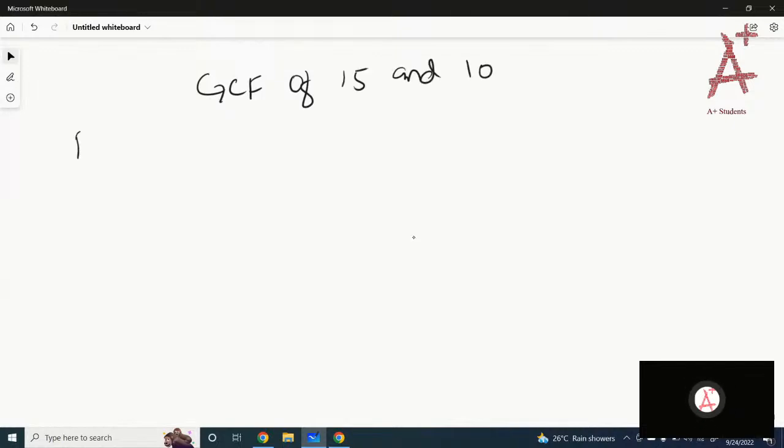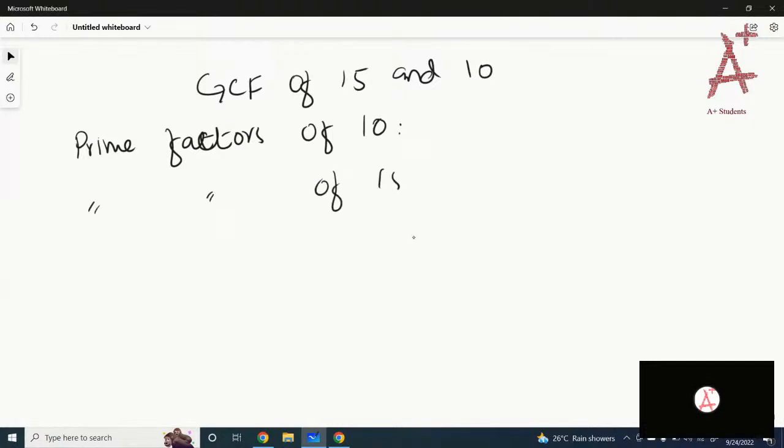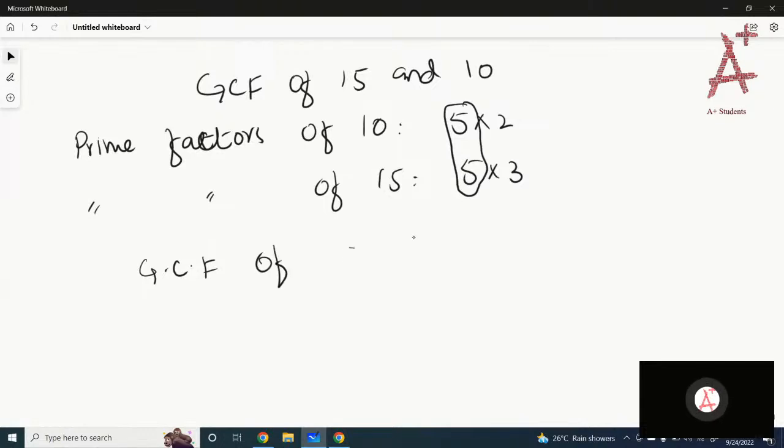Okay, let's write down the prime factors of 15 and 10. The factors for 10 are 5 times 2, and the factors for 15 are 5 times 3. So for GCF, you have to look for the common factors only. So the common factor here is 5. So that means the GCF of 15 and 10 is 5. Got it?